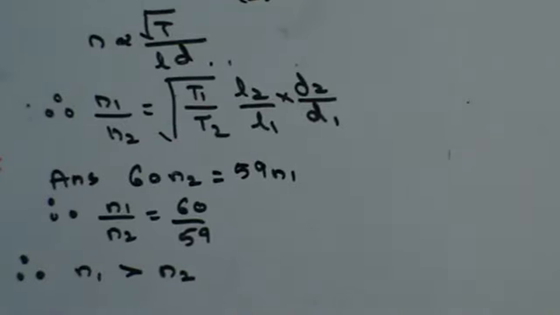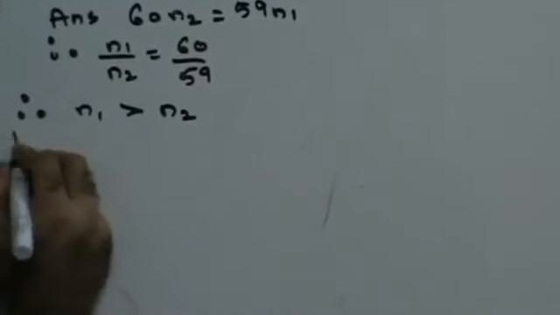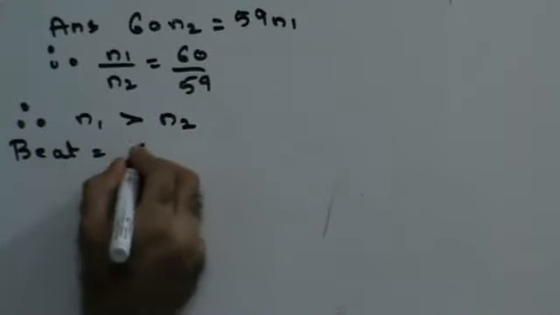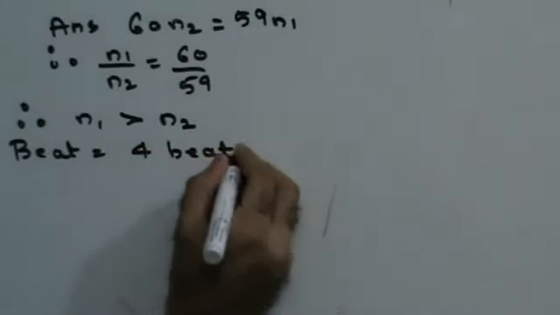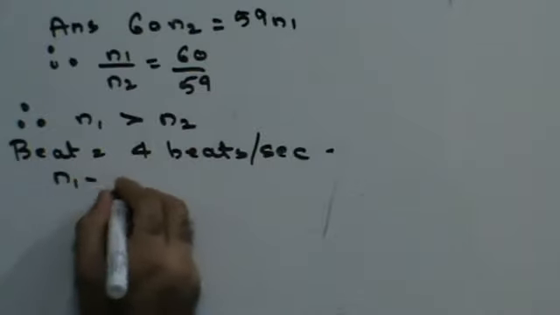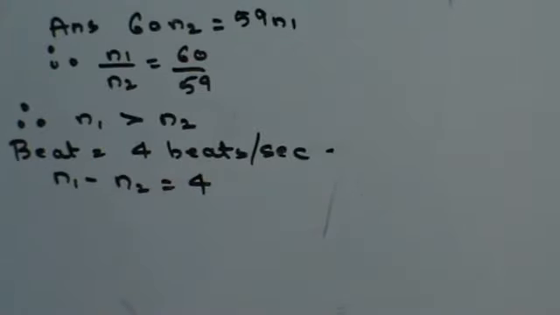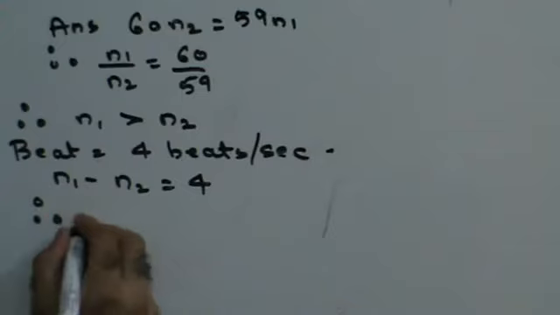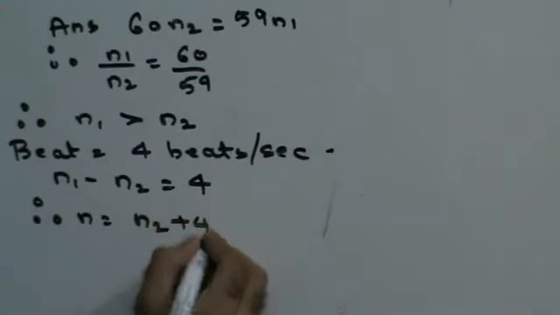If N1 is greater than N2, then the beats given to you, 4 beats per second, is always the larger frequency minus the smaller frequency. So N1 minus N2 is 4. Therefore N1 is N2 plus 4.